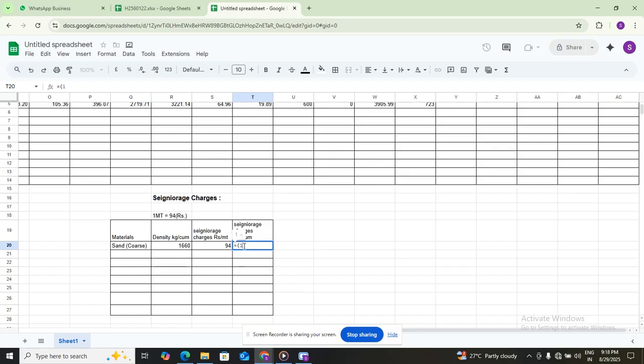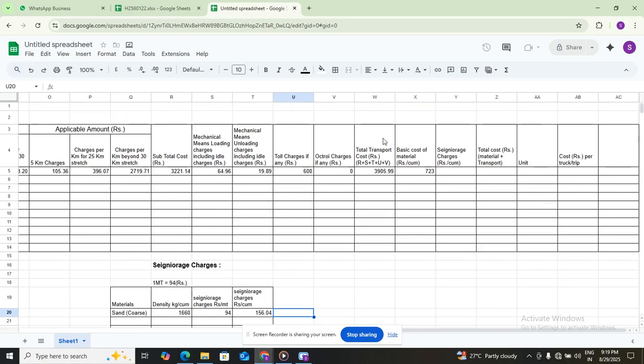Multiply by 1 by 1000, then we need to divide by 1000. Only then we convert ton into price. We need to multiply, and it will come to the per cubic meter rupees, 156.04 rupees per cubic meter. This is the cost per cubic meter.